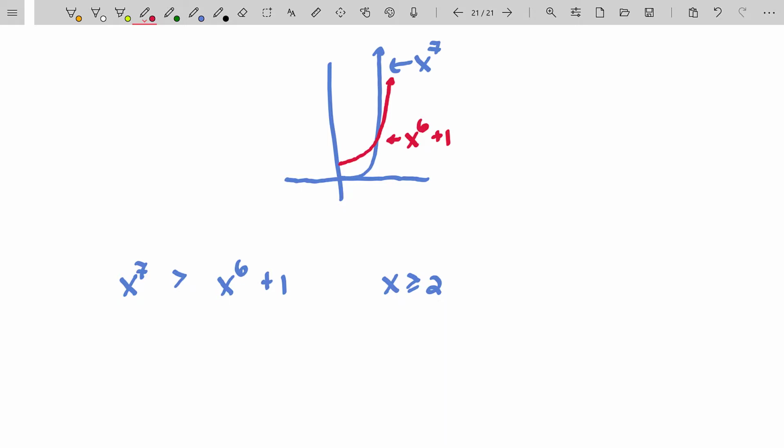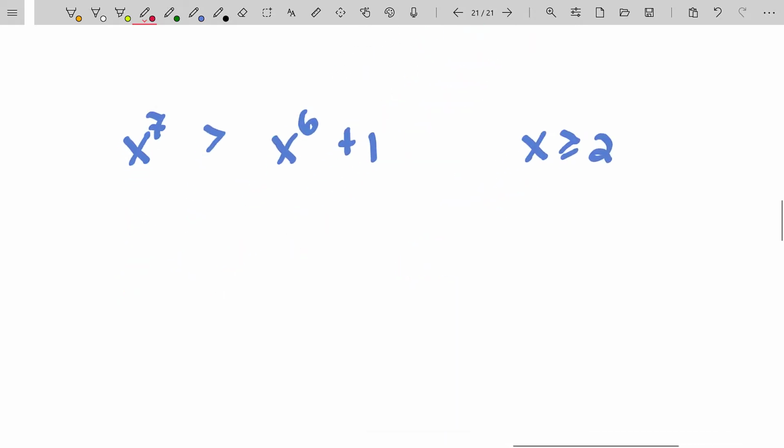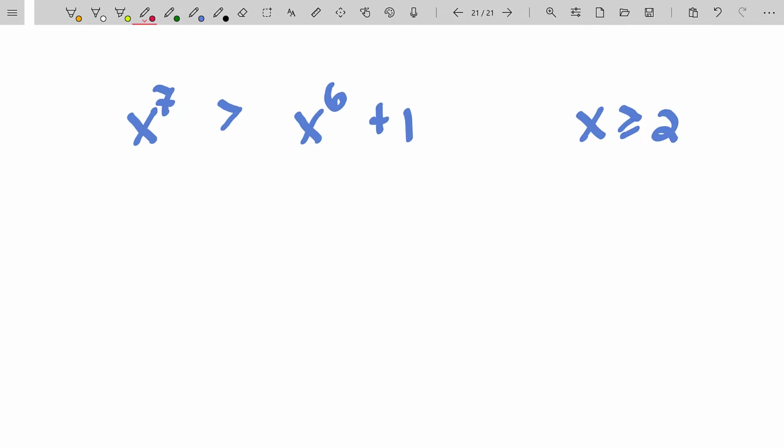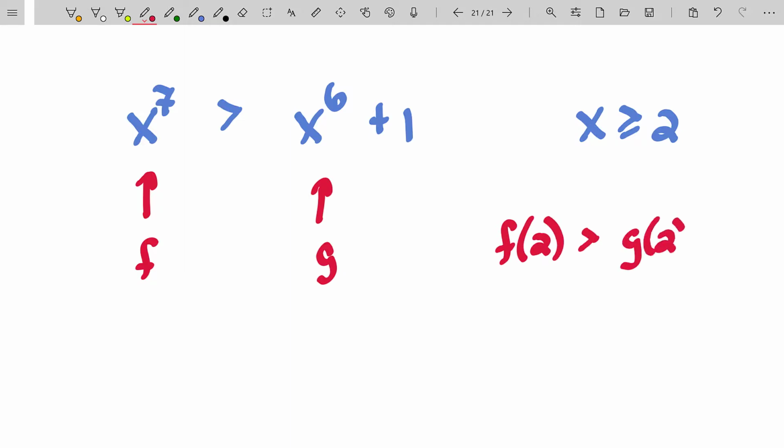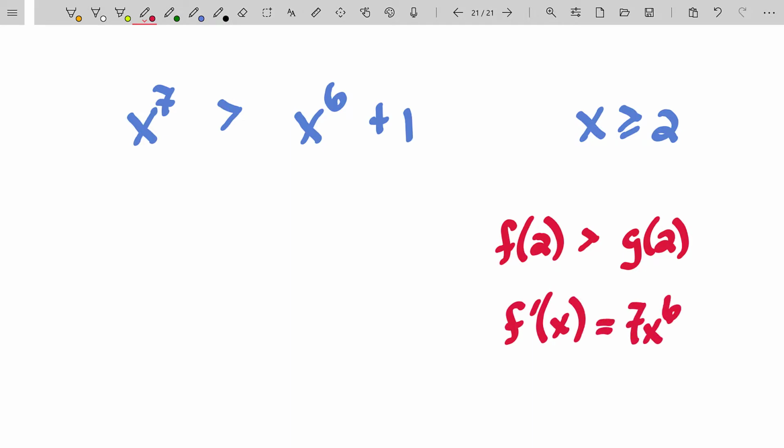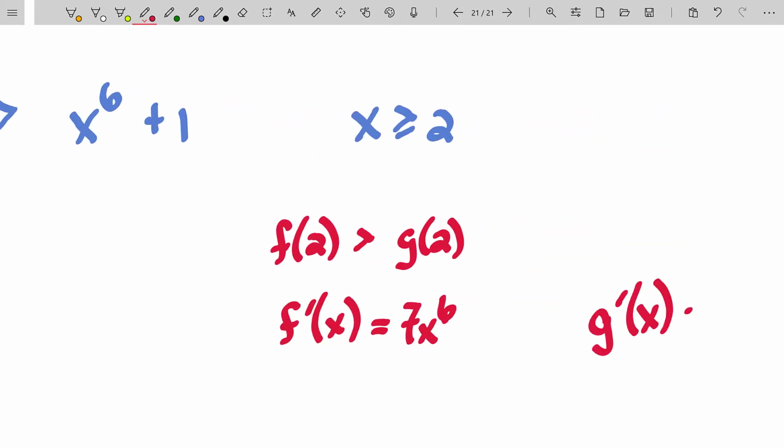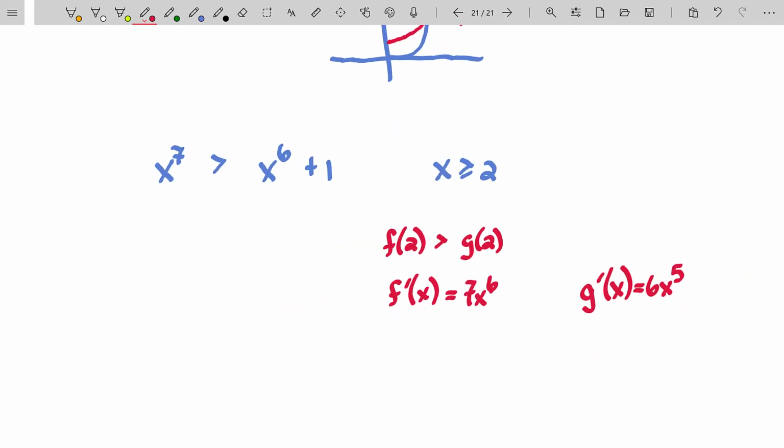Now, if your teacher really wants you to prove that, it would require repeated uses of the racetrack principle. You would call that function f and that function g, and you would say f at 2 is definitely greater than g at 2. We totally know that, just because if you plug 2 in, you would see that. And then you would say, okay, and by the way, f prime of x is 7x to the sixth, and g prime of x is 6x to the fifth. But then you have to actually compare those two.